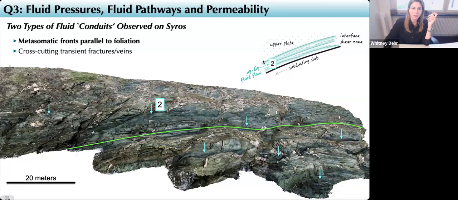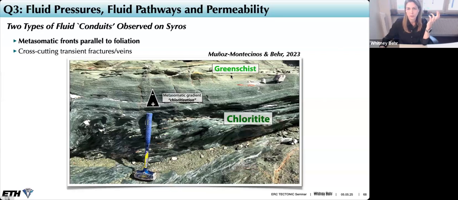And these we interpret as representing metasomatic fronts that are traveling parallel to the foliation and altering the rock. When we look up close at them, they look like this. There's this gradational contact between the host greenschist, and then it grades into essentially a chloritite, which has to be a metasomatic rock, and suggests a metasomatic origin.